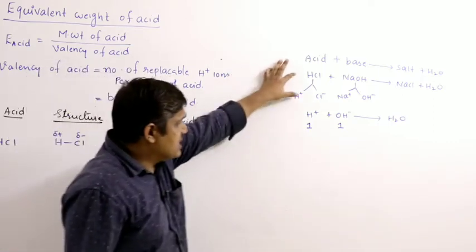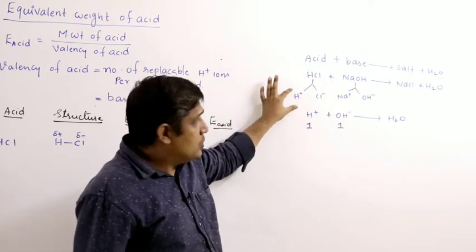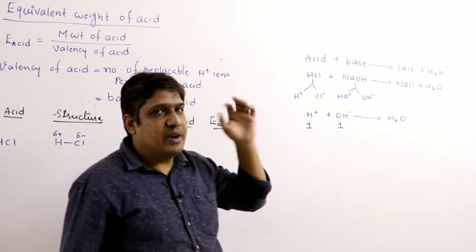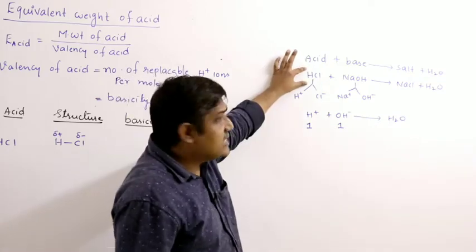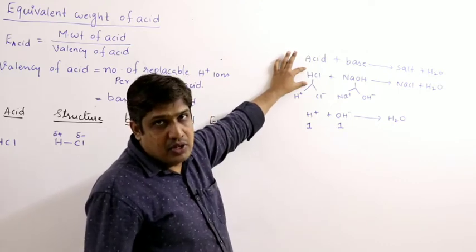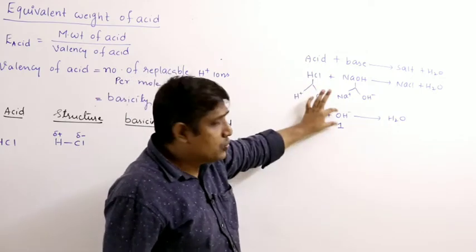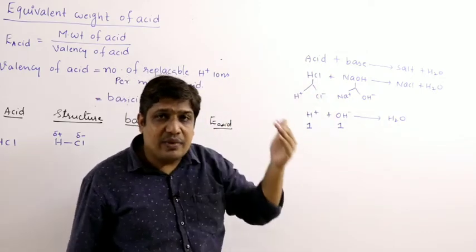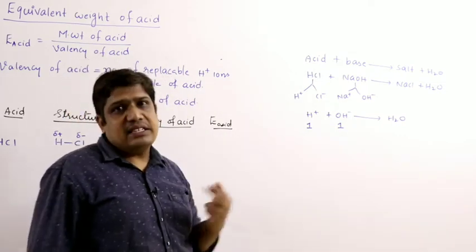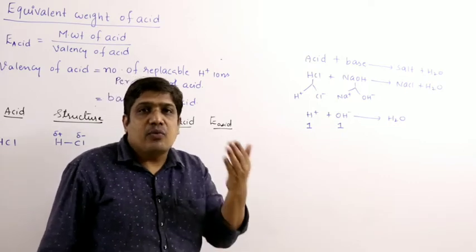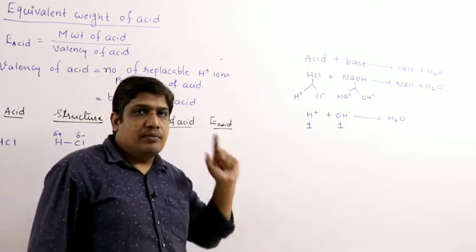So acid releases H plus ions. To neutralize H plus ions, you require OH minus ions. The number of OH minus ions required to neutralize an acid: if it releases 1 H plus, it requires 1 OH minus. If it releases 2 H plus, it requires 2 OH minus ions. So this number of OH minus ions necessary to neutralize 1 mole of acid completely, we call it as basicity of acid.